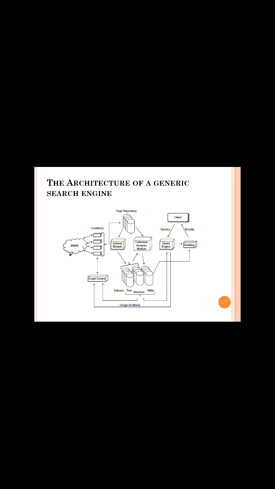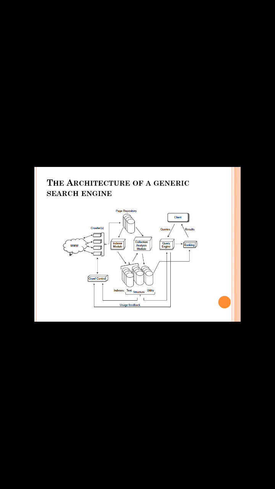The next is the control module. It is responsible for deciding which URL should be visited next. Then the page repository. Retrieved pages are stored here. Then the indexer module. It constructs indexes on pages downloaded by the crawler. The indexes can be of two types, text index or link index.